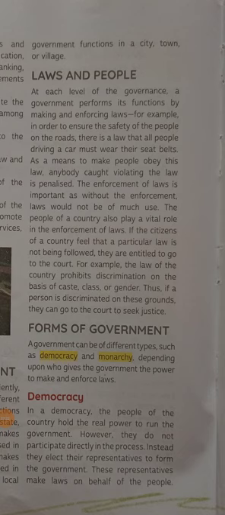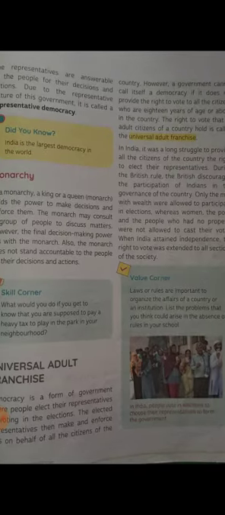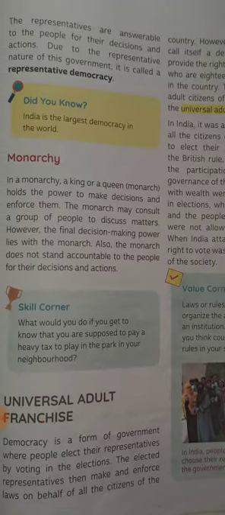democracy. In a democracy, the people of the country hold the real power to run the government. However, they do not participate directly in the process. Instead, they elect their representatives to form the government. These representatives make laws on behalf of the people. The representatives are answerable to the people for their decisions and actions. Due to the representatives, the nature of this government is called a representative democracy.